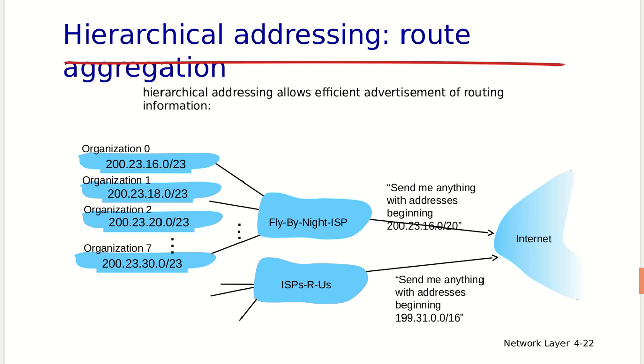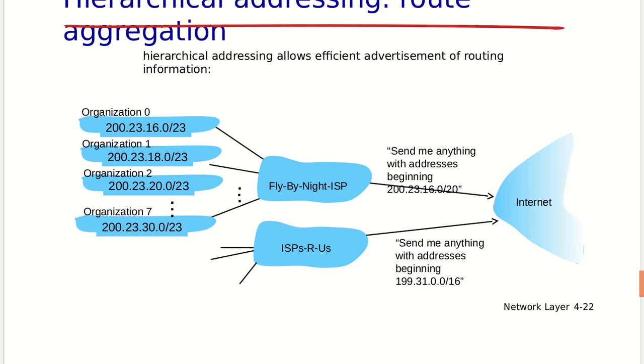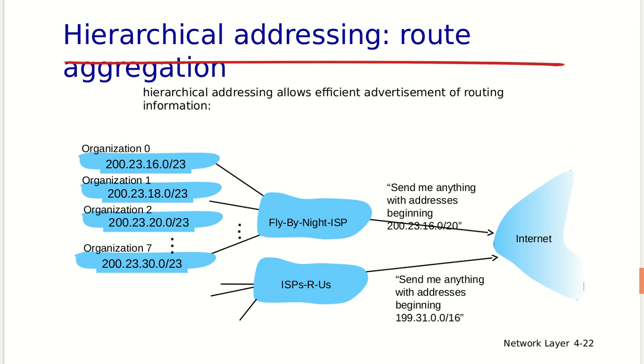The internet service provider further checks the IP address and sees whether it belongs to 16.0, 18.0, 20.0, or 30.0. Depending on the actual destination IP address, it forwards the packet to the relevant organization, or the routers inside this fly-by-night ISP do. What is the advantage of this? The advantage is that you have 7 different organizations on the left side which are using IP address ranges which are, let's say, continuous. There is no gap between them.